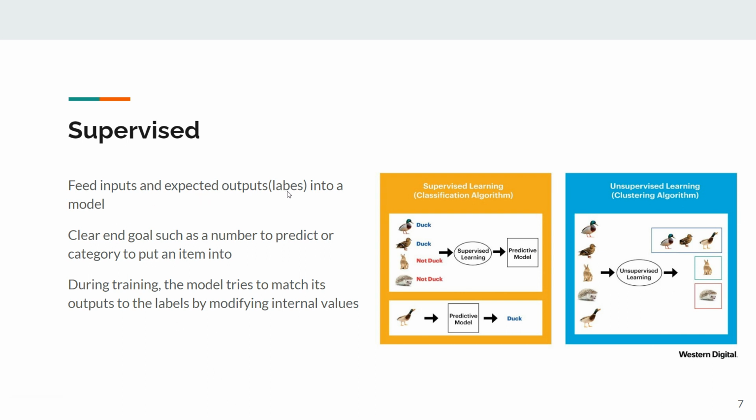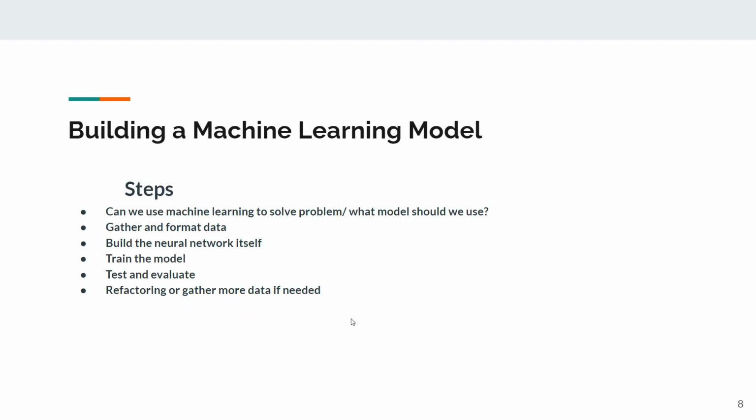So there are inputs and outputs, and these are supposed to be labels, another word for outputs. Clear end goals, such as a number to predict a category. During the training, the model tries to match its outputs to the labels by modifying internal values. So we're going to go over how to build a simple machine learning linear regression model, and we're going to use some different data management type applications, Anaconda, Tensorflow.